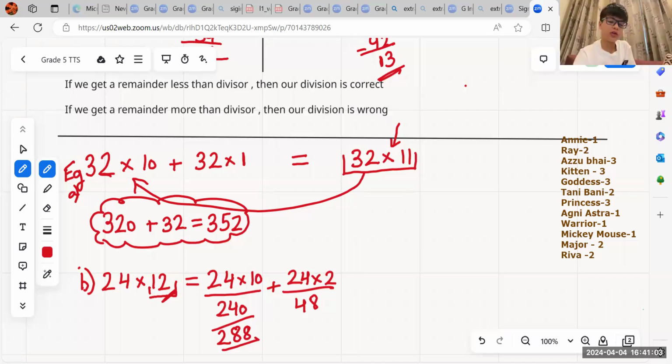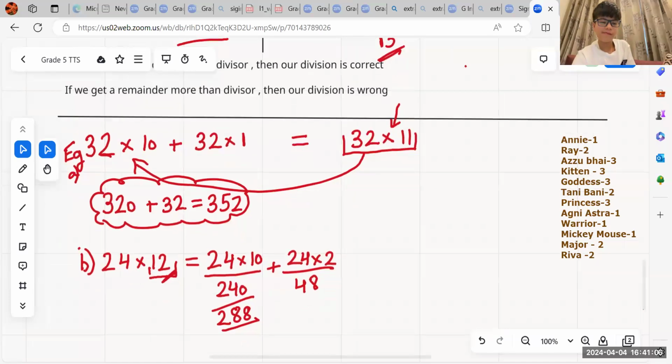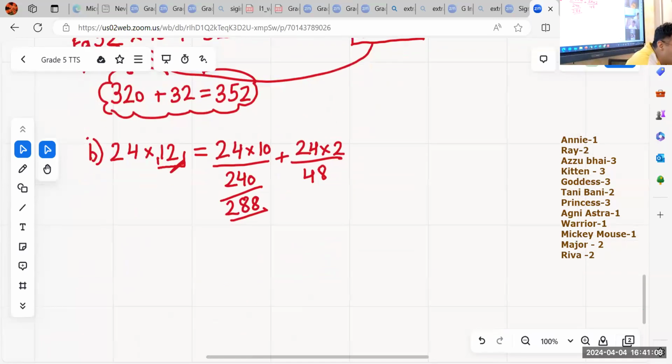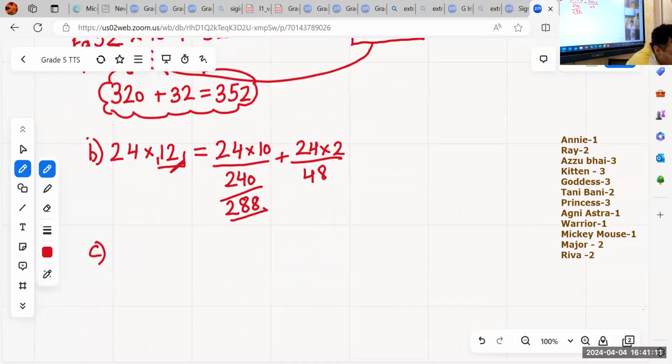Shall I give you a question? Yes, sir. Many of you already use this property knowingly, unknowingly. So 23 multiplied by 13. Without multiplying the normal way, you have to use this property to give the answer. No one will use a pen. You can copy the question later, but first give the answer in the chat.